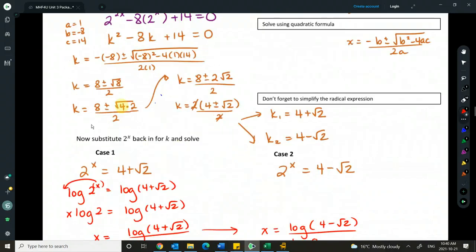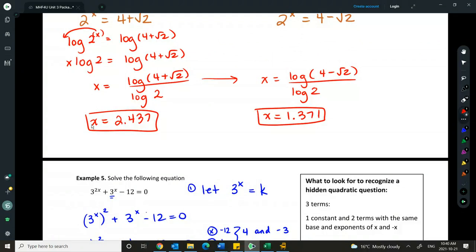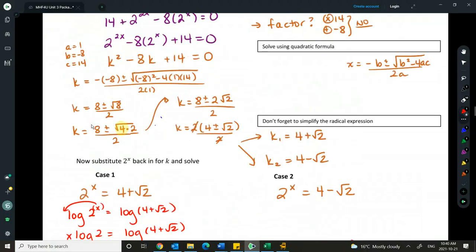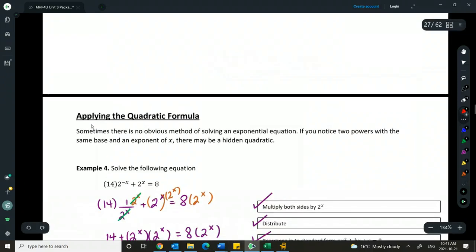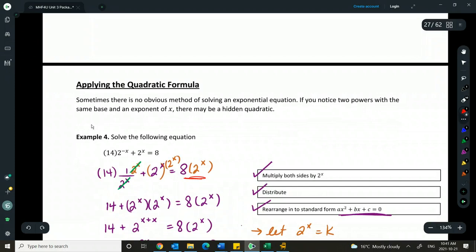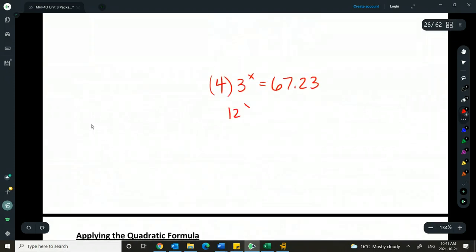So in our quiz, guys, we had a question that said 4 times 3 to the x equals 67.23. So given what we just discussed about the 8 and the 2x, was I allowed to write this as 12 to the x to start? No. I've seen this on the quiz already a couple times, so just a reminder.